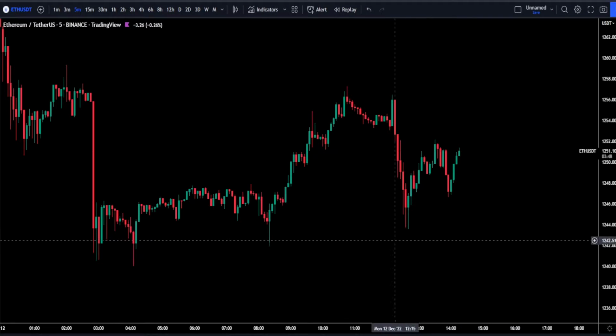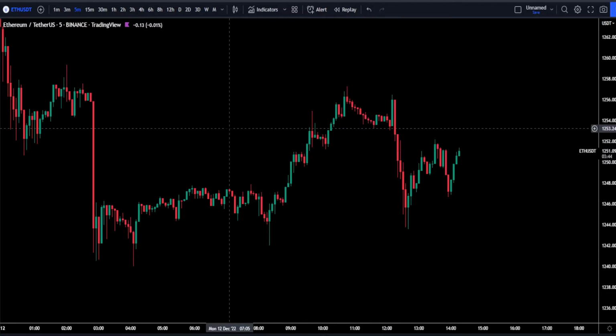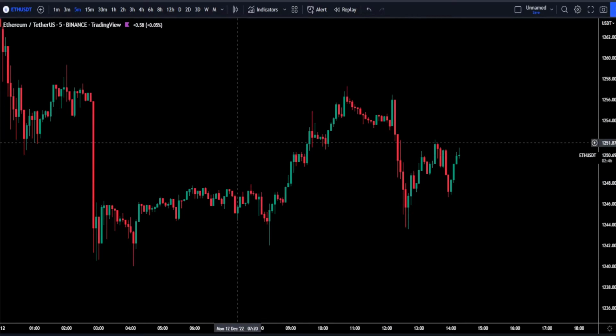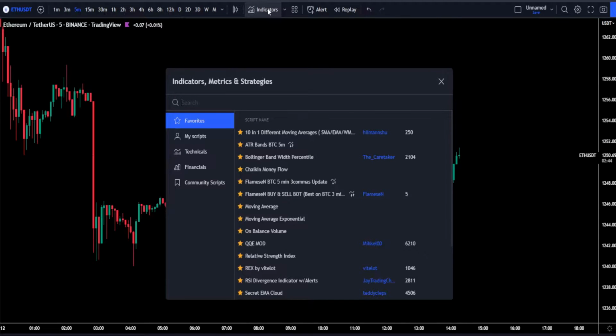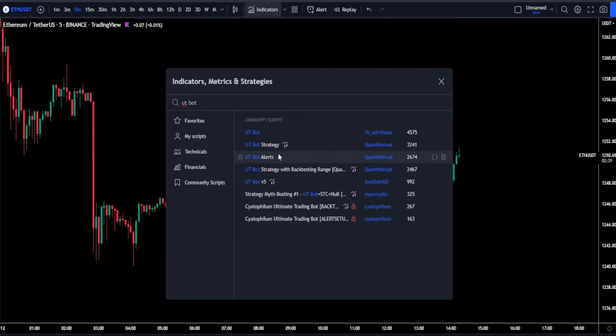So this is what your chart will initially look like when you first log into TradingView.com. So in order to add our indicators to the chart, we need to first navigate up to our indicators tab and search for UT Bot Alerts, which is this one here by Quant Nomad.